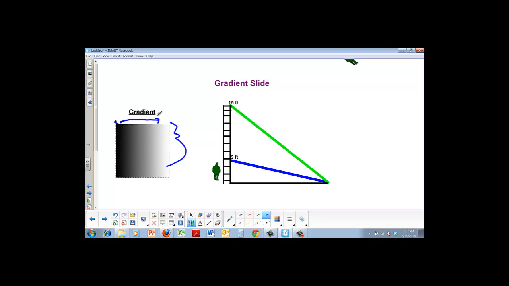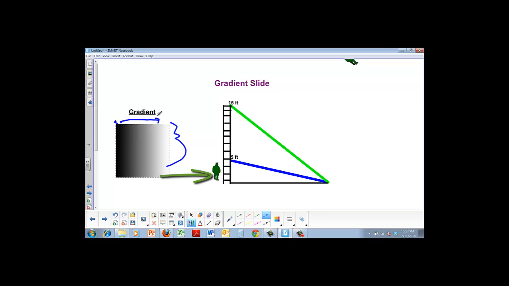A gradient is basically a difference between two things. And when we talk about a concentration gradient, we're talking about the difference between concentrations, whether it be really, really concentrated or just a little bit concentrated. Whatever that difference is, it's what's going to drive our diffusion.